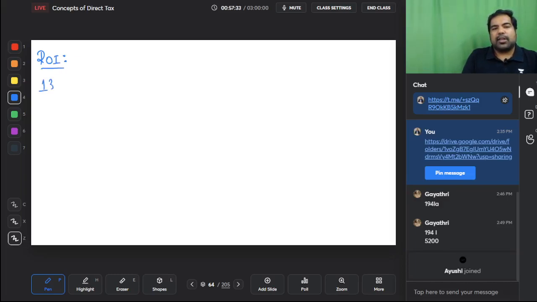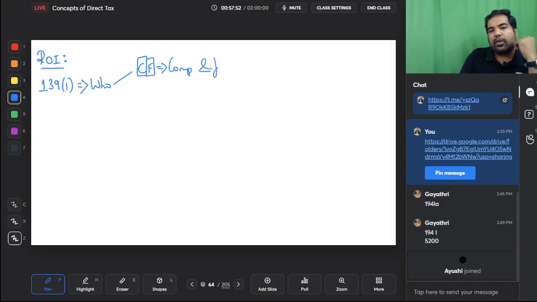First is a section called section 139.1, which tells you who needs to file the return of income. So here companies and firms have to compulsorily file. That's the shortcut, guys. Compulsorily file C and F. What is C? C is companies. And what are F? F are firms. And when I say firms, I mean partnership firms and also LLPs. They need to compulsorily file, even if they have 0 rupee income or 100 rupees profit or 100 crore rupees profit or a loss, they need to file the return of income.